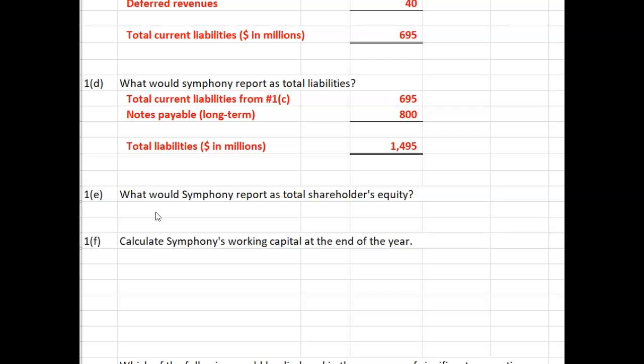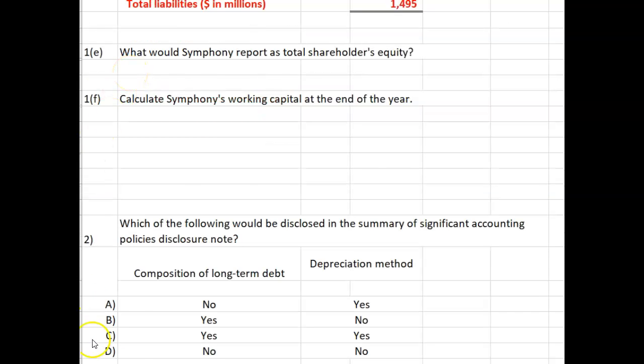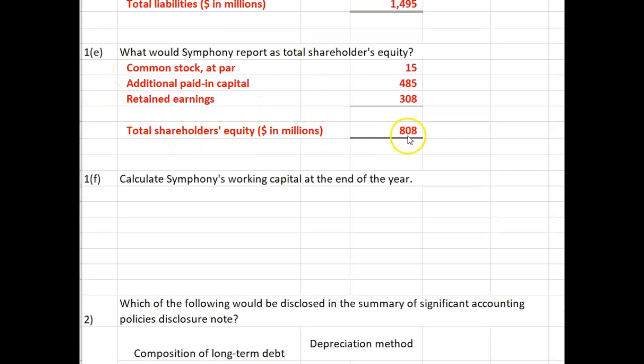Number 1E. Please pause your video again to calculate Symphony's total shareholders' equity. Then start the video again to check your work. Did you calculate $808 million? That would be common stock at par, $15 million, additional paid-in capital, $485, retained earnings, $308, added together calculates $808 million.